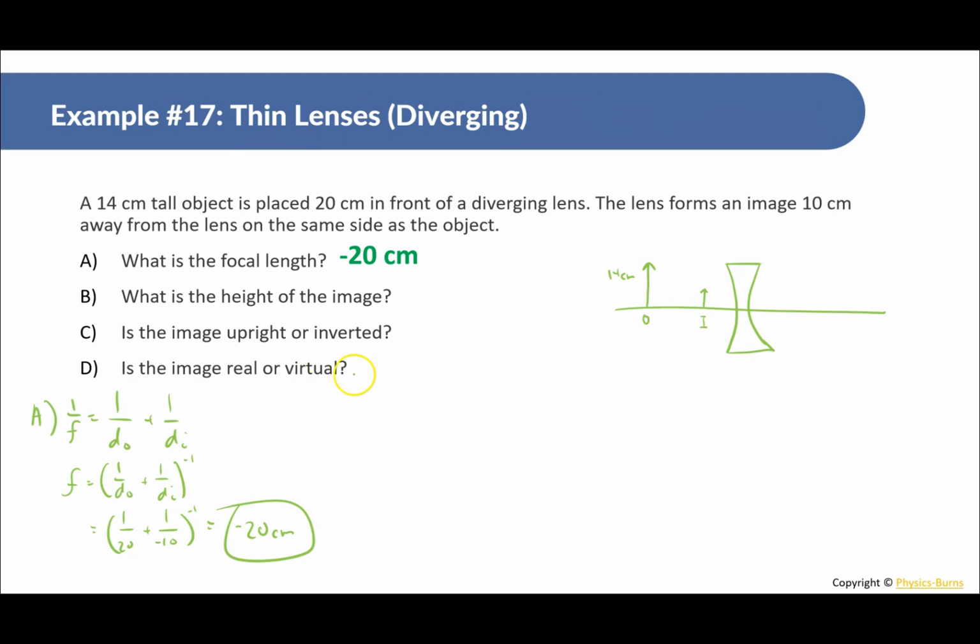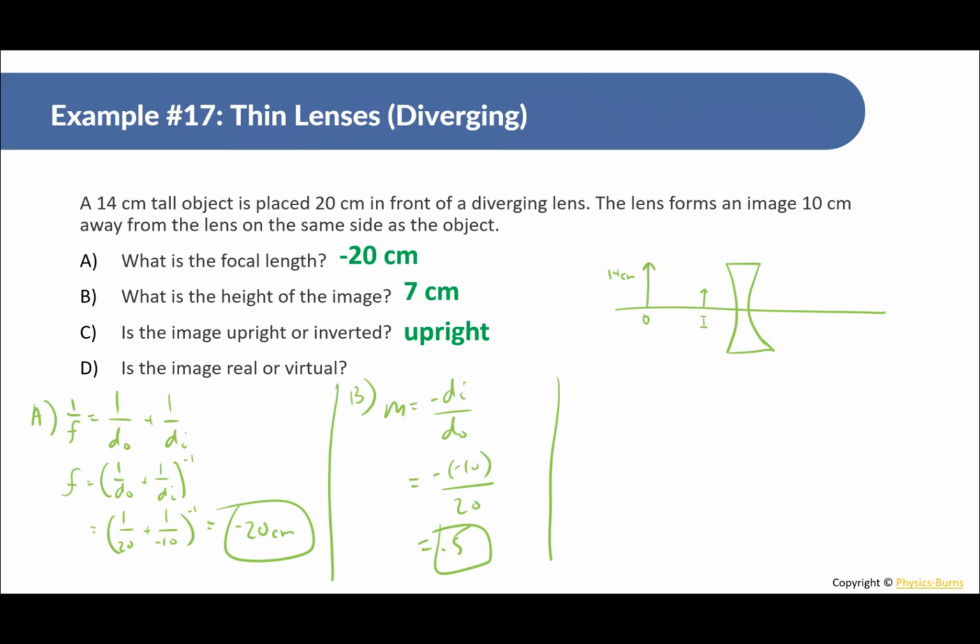What is the height of the image? Part B: magnification equals negative distance of image divided by distance of object. Negative distance of image is negative negative 10 divided by 20, so that becomes a positive 10 divided by 20, which is just 0.5. So it's going to be half the height of 14 centimeters. 14 times 0.5 is 7 centimeters. Is the image upright or inverted? Well, anyway, the magnification is positive, so it's upright. Is the image real or virtual? It's on the same side, so it is virtual.